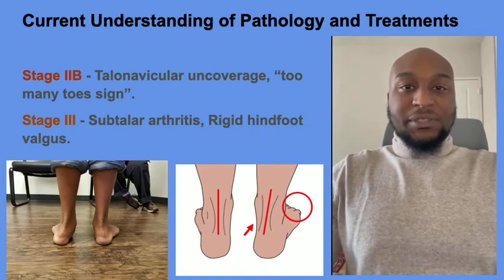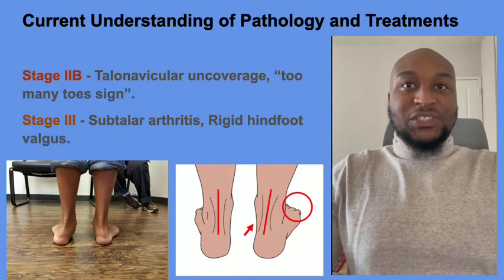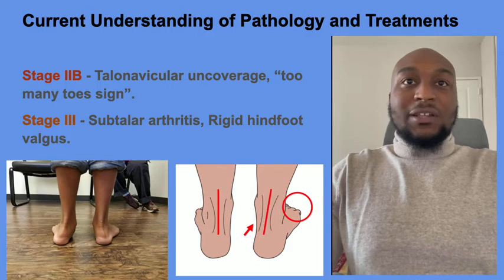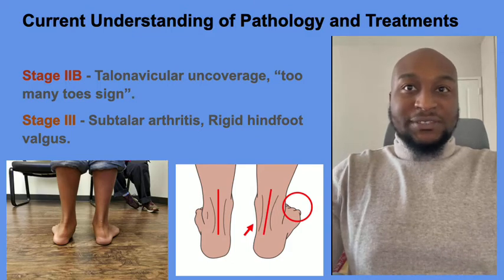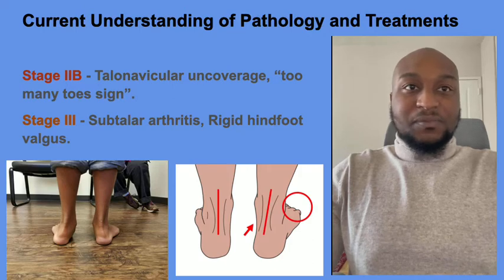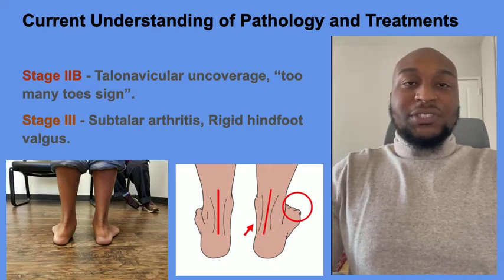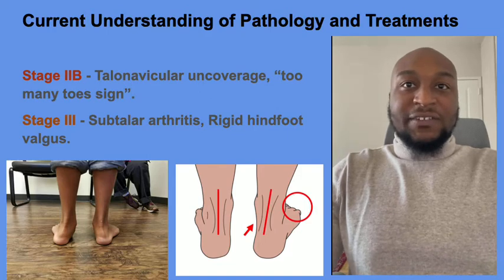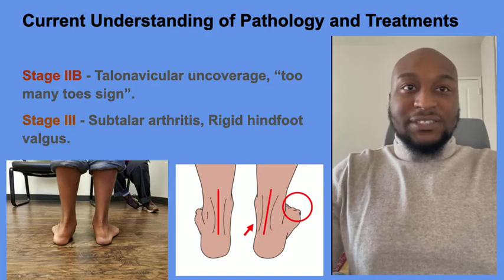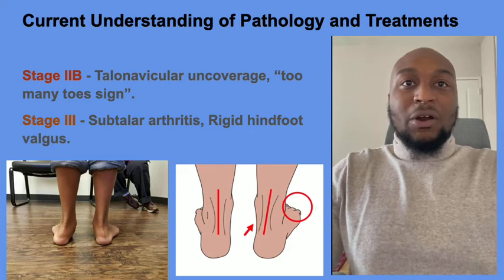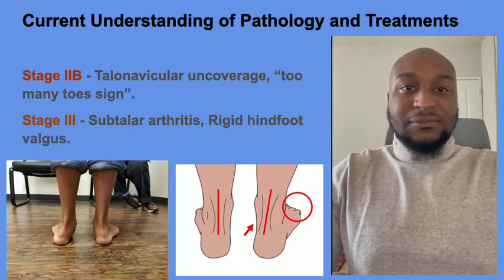Stage 2B is similar to stage 2A, except the patient will also show signs of talonavicular uncoverage on a radiograph, along with the too many toes sign present, as you can see here on this slide. Stage 3 radiographs show subtalar arthritis in the affected foot, as well as rigid hindfoot valgus. Treatment options for this stage include medial double arthrodesis, triple arthrodesis, and a possible deltoid ligament repair. Arthrodesis is the artificial joint ossification between two bones.